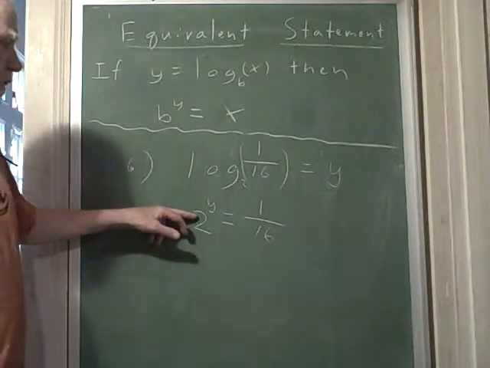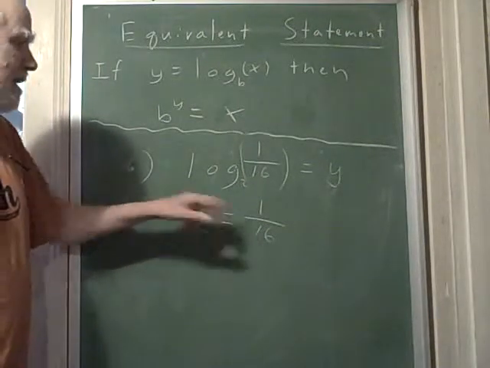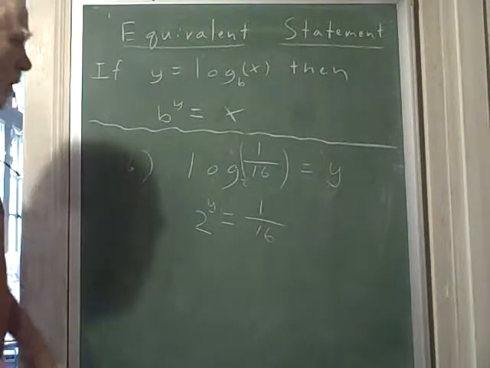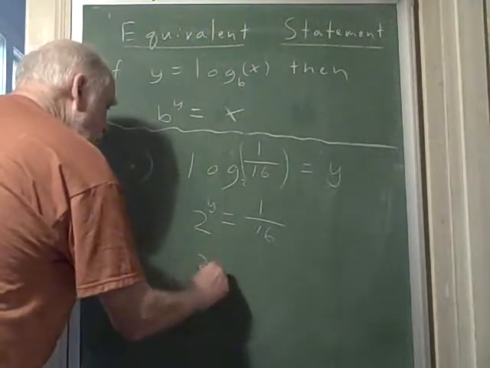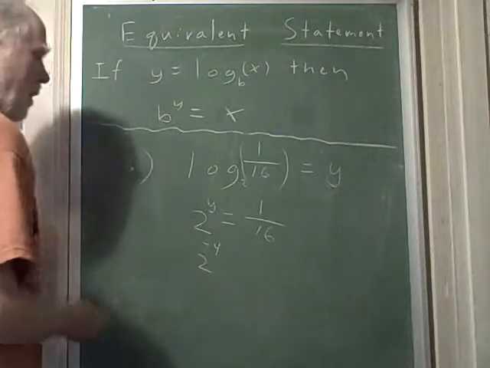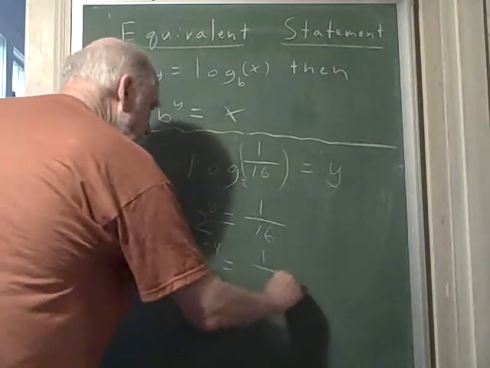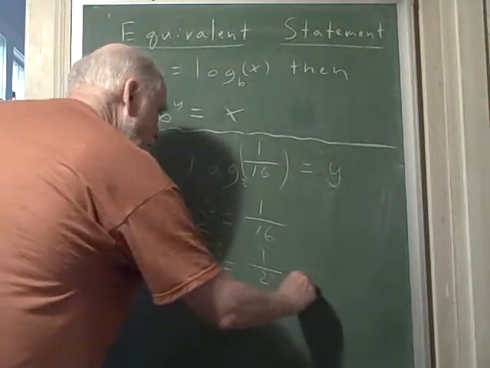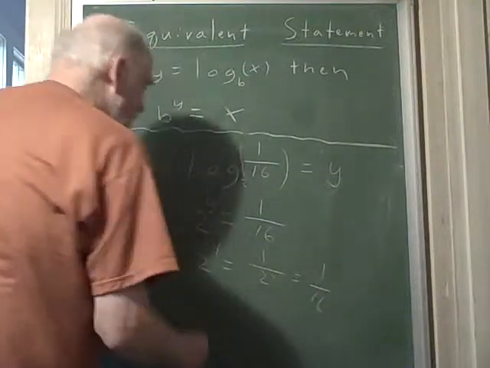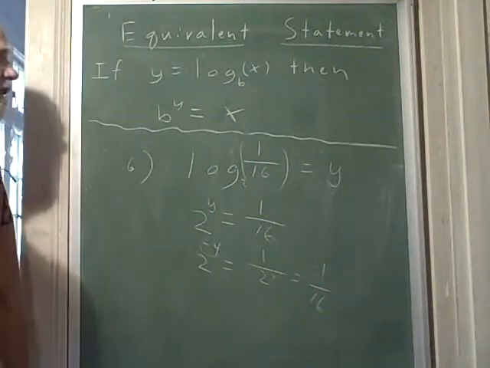I know that if I take 2 to the 4th power, I'll get 16, but that won't give me 1 over 16. But if you take 2 to the negative 4 power, you bring it downstairs, it becomes positive 2 to the 4th, and you do get 1 over 16. So your answer, y, is negative 4.